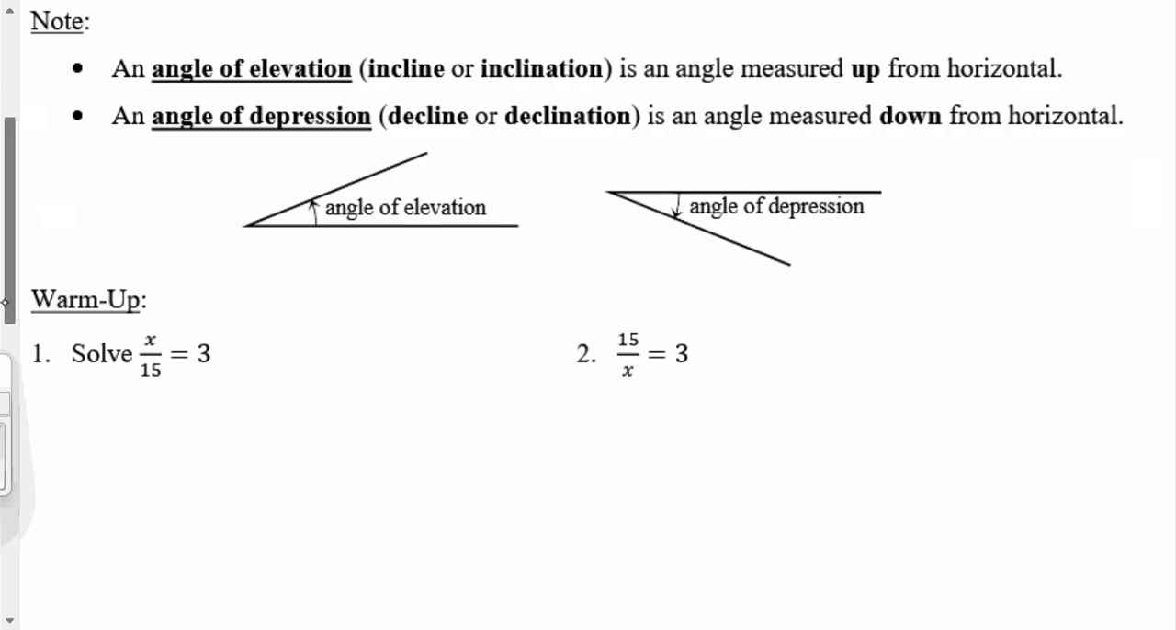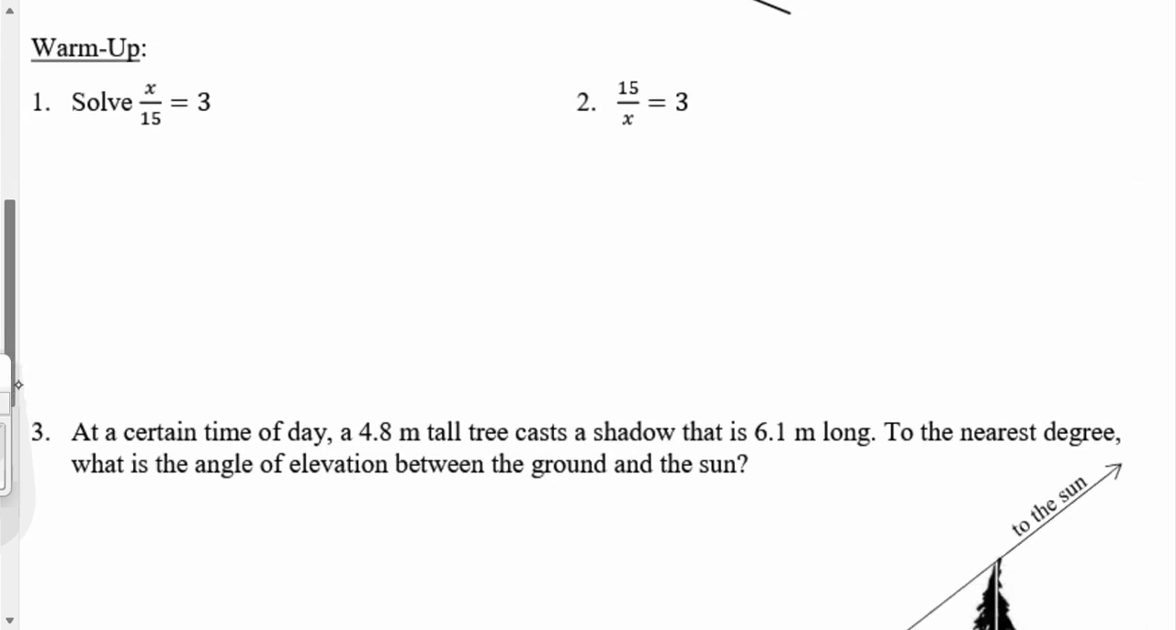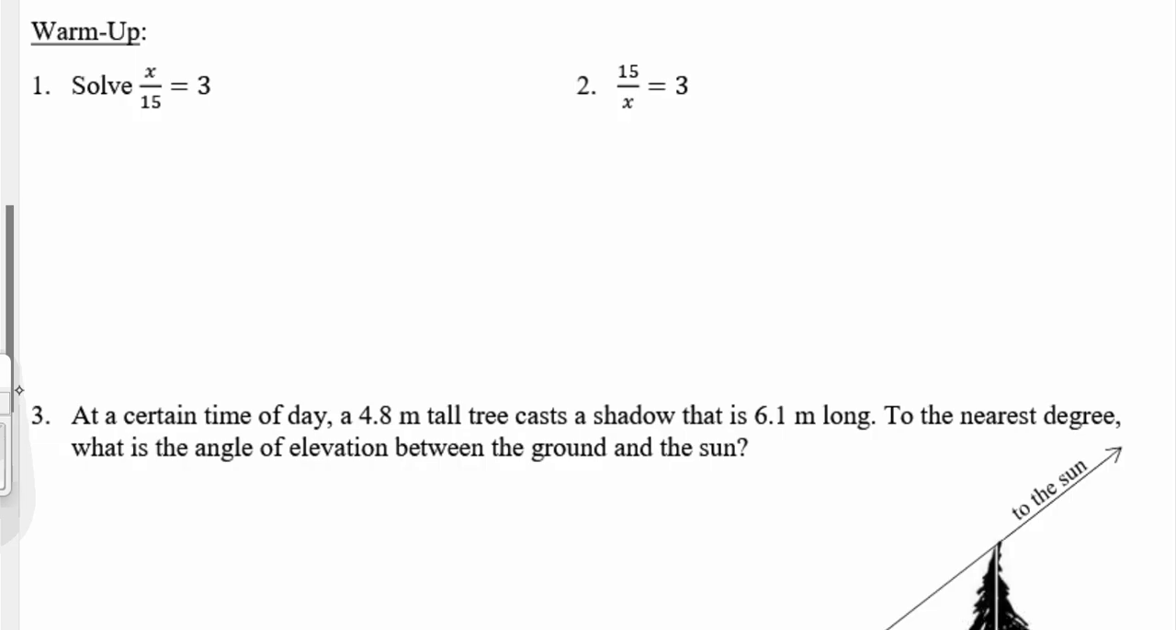If you have an angle of elevation, elevate means to go up. So angle of elevation from horizontal measures upwards. Angle of depression from horizontal measures downwards. These phrases are going to show up in questions, and we need to understand what they mean. So definitions are here for us to refer to. We'll talk about that in some questions later.